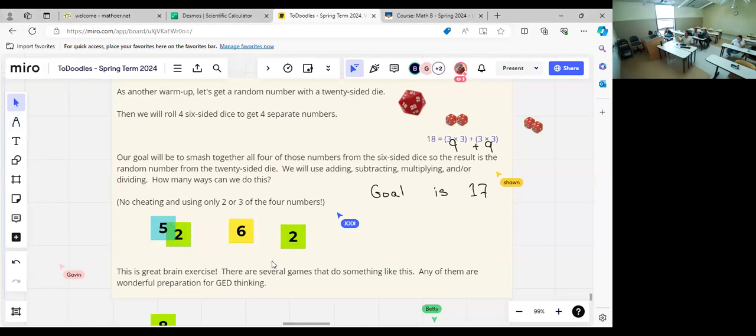I'm close, but I'm not there. What are you trying to do? I'm trying to get to 17 using these four numbers. Does anyone see a solution? I'm not seeing it.